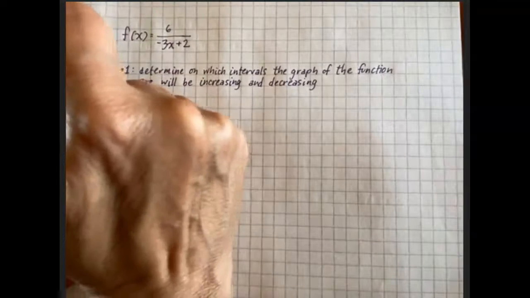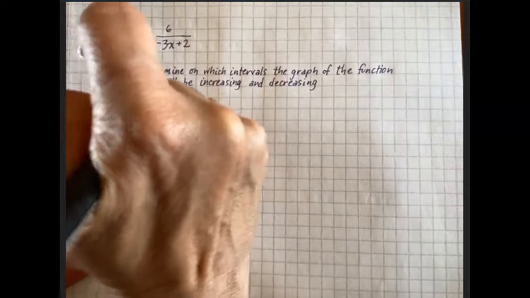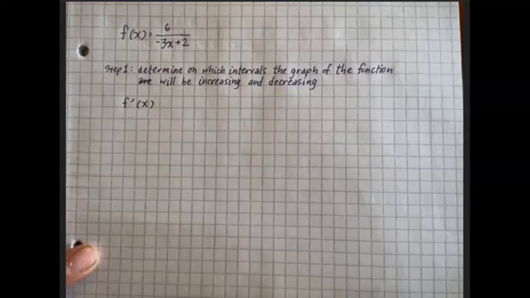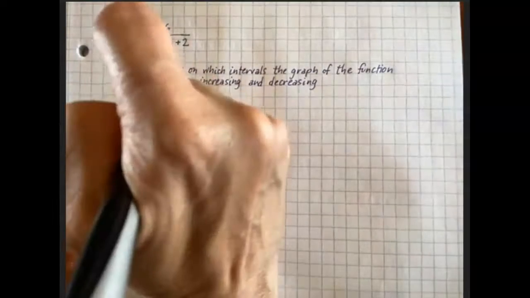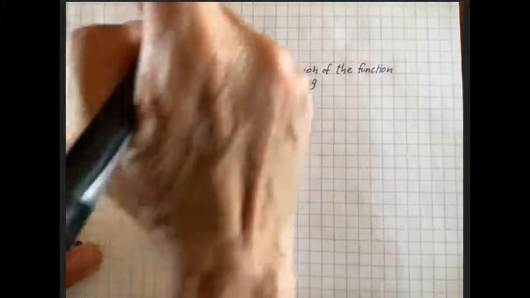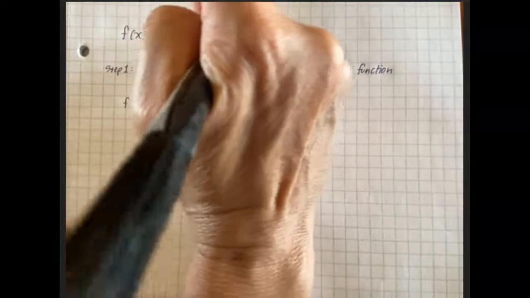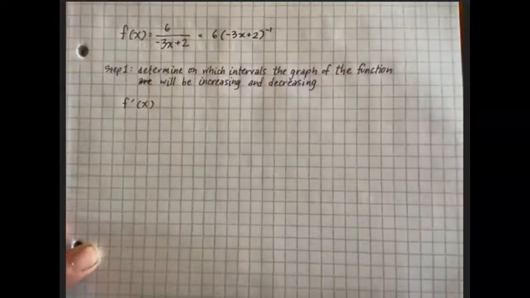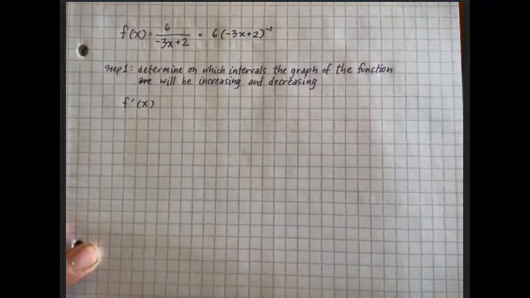All right, so one of the fun things about this section is that all the functions are rational. In other words, they're fractions. So we're going to have denominators. We're going to have to use the quotient rule. We can get around using the quotient rule if we write this creatively, right? So we could rewrite this guy as 6 times the quantity negative 3x plus 2 to the negative 1. And then finding the derivative of it is much easier, right? We can just use the power rule.